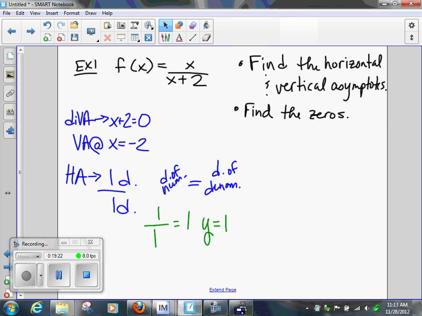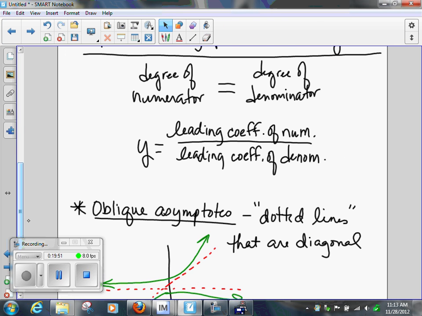The degree of my numerator, which was 1, is equal to the degree of the denominator, which then took me to the leading coefficient. I had to look at the leading coefficient of the numerator and of the denominator, because look back at your notes. When the degree of the numerator is equal to the degree of the denominator, then we look at the leading coefficient of the numerator over the leading coefficient of the denominator. That gives me the line for the horizontal asymptote.